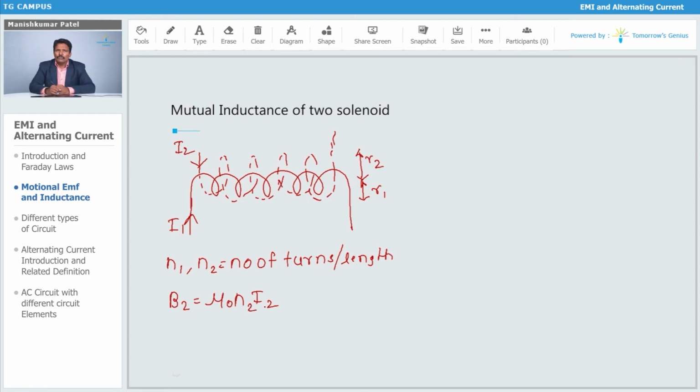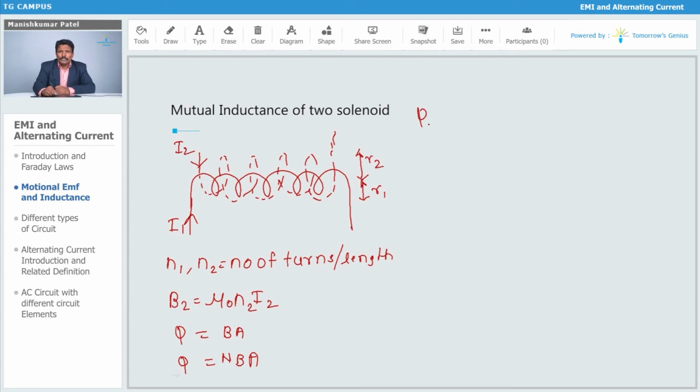Now we know this is the value of B2. The magnetic flux linked to the first coil, or the first solenoid, is phi equal to B into A. Further we can say that phi is equal to NBA. That is also how we can write it down here.